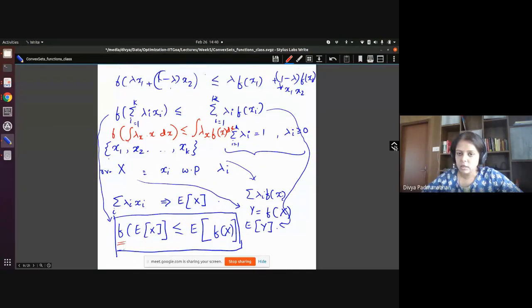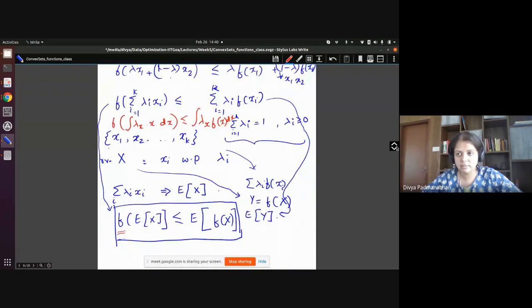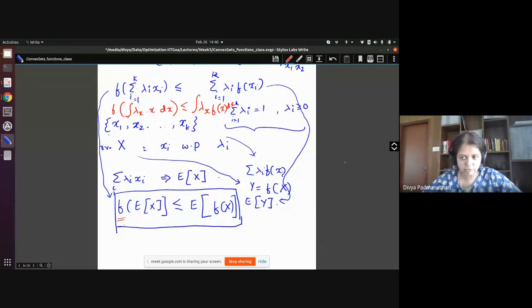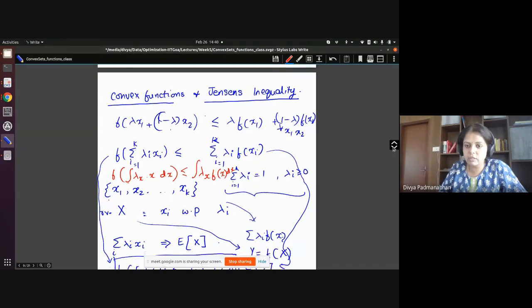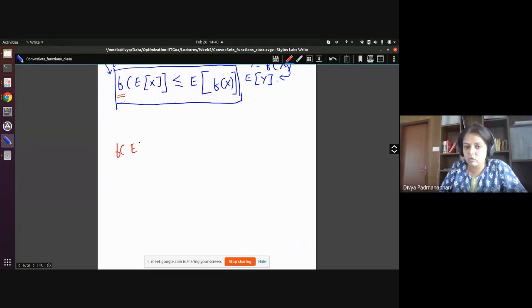Okay. So this is about convex functions, and on the other hand, if you have concave functions, this kind of reverses. Remember, what is a concave function? When minus f is convex, that's when you say f is concave. So all these inequalities are just going to reverse, and for concave functions, this is just going to be f of E of x is greater than or equal to expected value of f of x if f is concave.